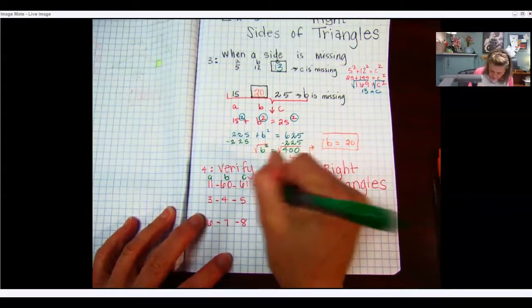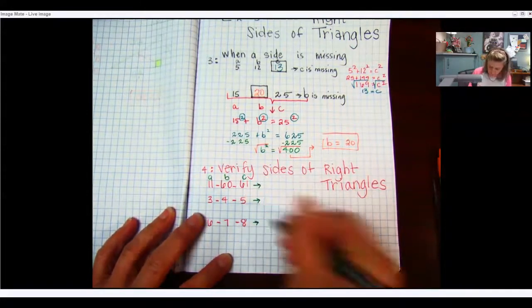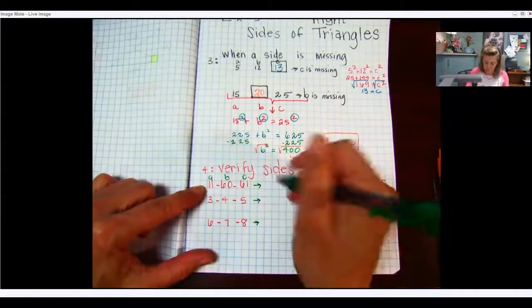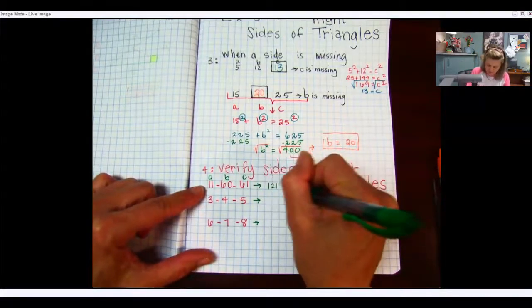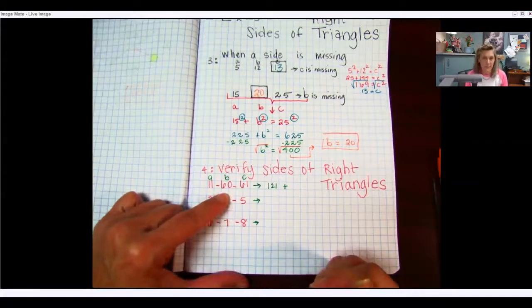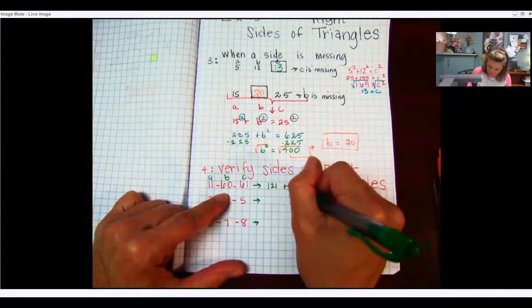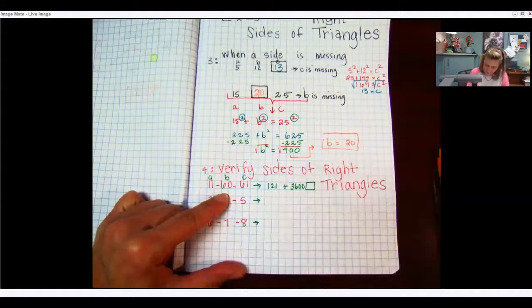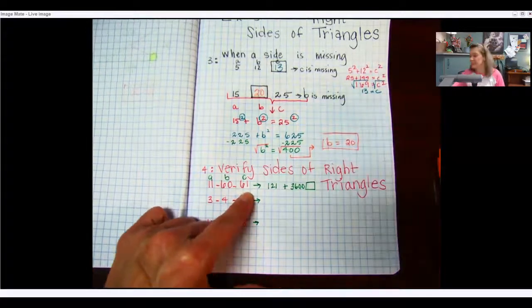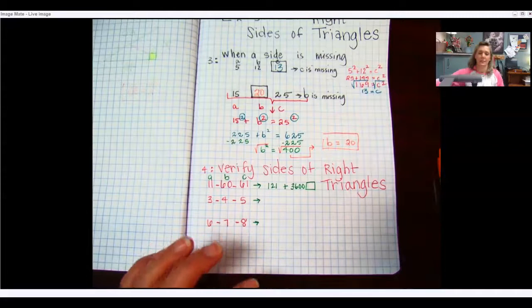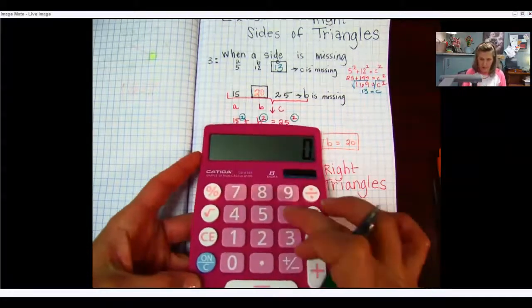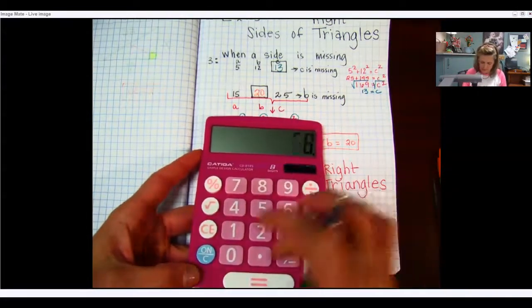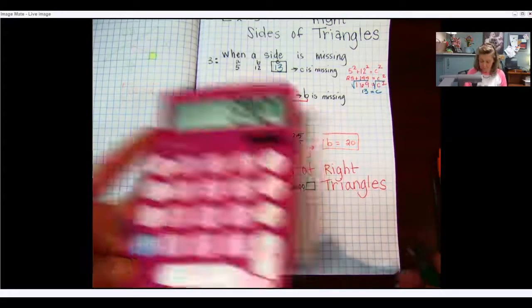So I'm going to change the way my table looks. I'm going to do 11 times 11, which is 121, plus. Now I'm going to do 60 times 60, which is going to be 3,600. Then I'm going to draw a box. And then I'm going to do 61 times 61, and I don't know that in my head. So let me get my calculator, and 61 times 61 is 3721.